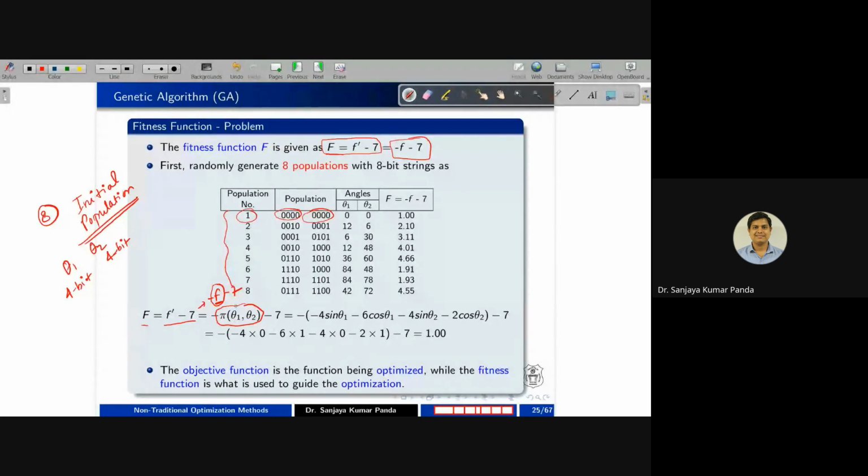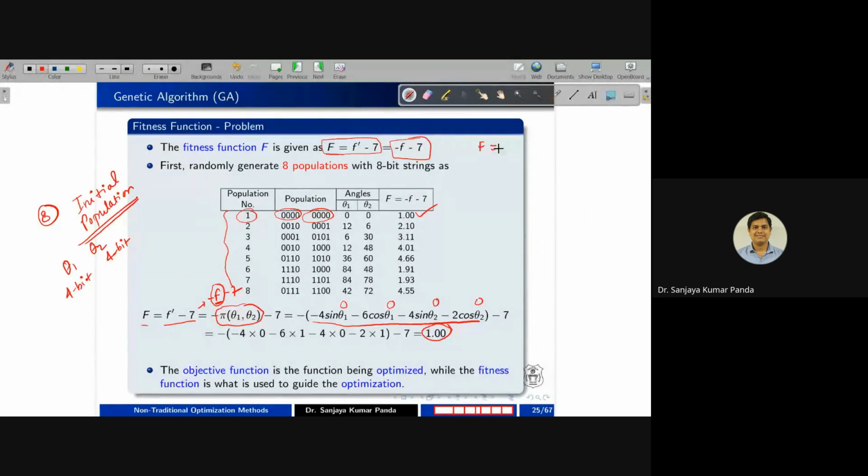And pi of theta 1, theta 2 is minus 4 sin theta 1 minus 6 cos theta 1 minus 4 sin theta 2 and minus 2 cos theta 2. So what is the theta 1 value? 0. You know sin 0 value. If I put 0 here also, you know what cos 0 value is. So if you see, you are getting the value as 1. Similarly, in the second population case, what will you do?